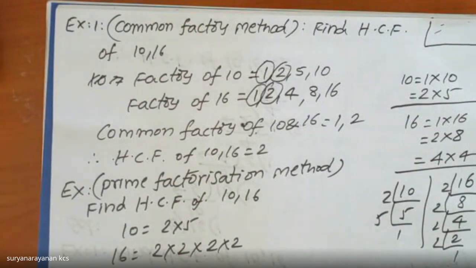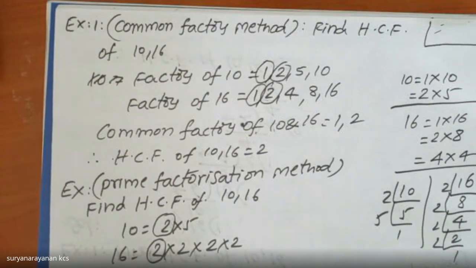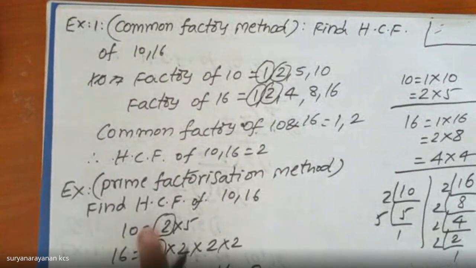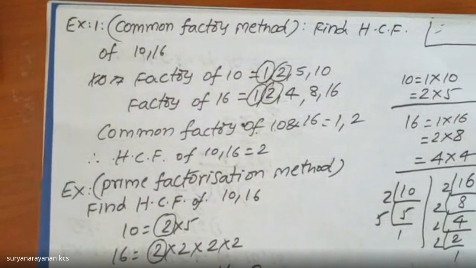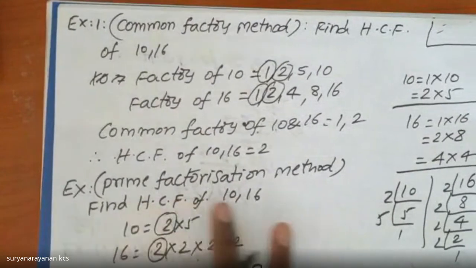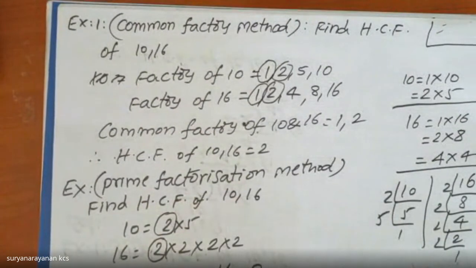Now take the common factors. So only one 2 is common. Therefore HCF of 10, 16 is 2. This is another method, called the prime factorization method. These are the three methods commonly used to find the HCF of given numbers.